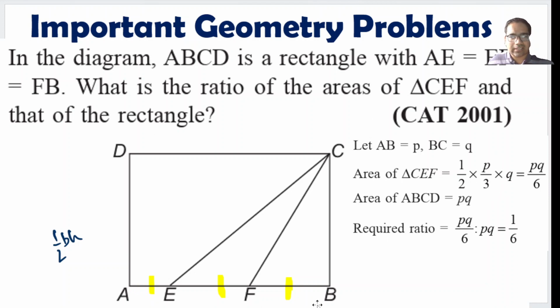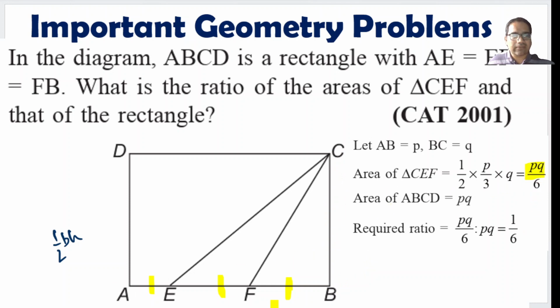If you take this entire AB as P, then this part is P by 3, into height. Let's assume BC's height as Q. This is PQ by 6. This part is PQ by 6.